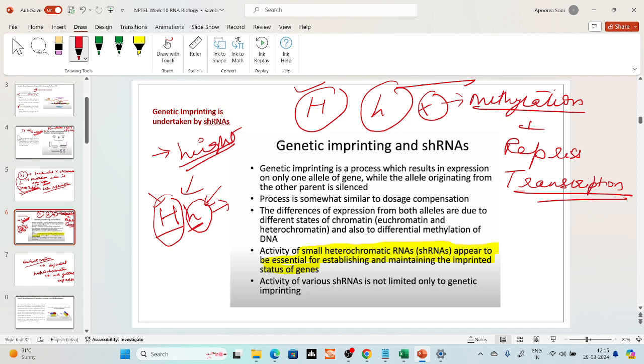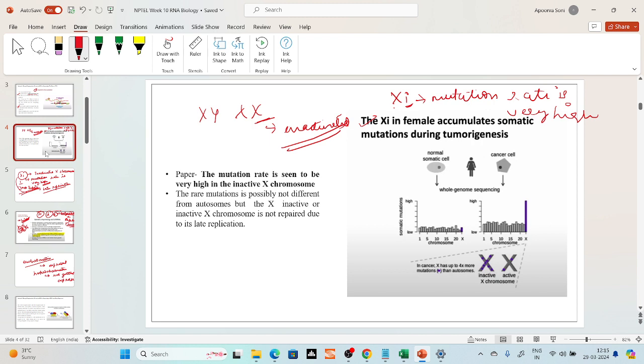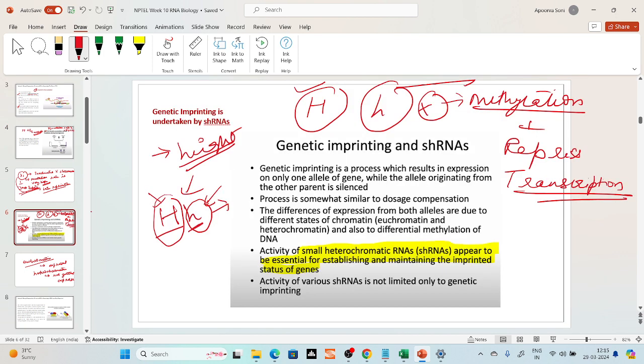Up till now, we have studied the role of YY1, and then we have studied that this inactivated X, which is present in females, harbors most of the somatic mutations, and these mutations cannot be repaired because of its late replication. Then we studied genetic imprinting. What is genetic imprinting? What are the characteristics of the silenced genes? They are highly methylated and they belong to the heterochromatin region. And lastly, we studied that shRNAs are essential for the genetic imprinting to be maintained.